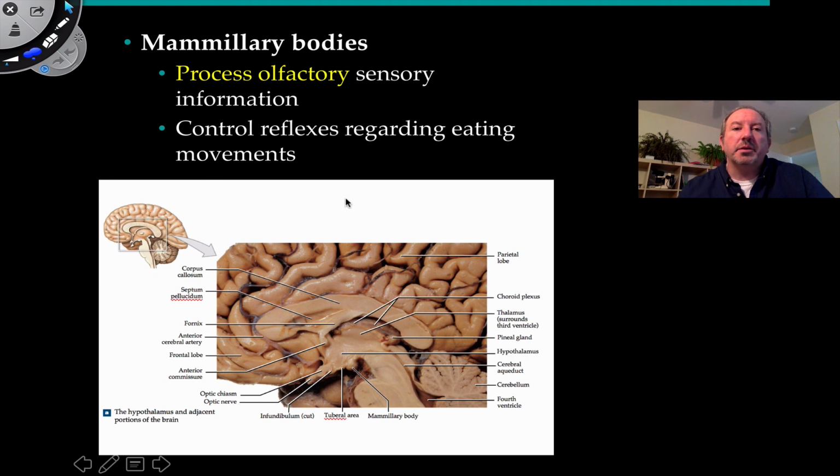But there's also some mammillary bodies, and again, they're located right here, which are right below the hypothalamus. So mammillary bodies, which, I guess, reminded early anatomists of breasts, maybe, process olfactory information. So we were waiting for that. Like, where is the sense of smell information being processed? Right over there. And it also controls reflexes regarding eating movements.